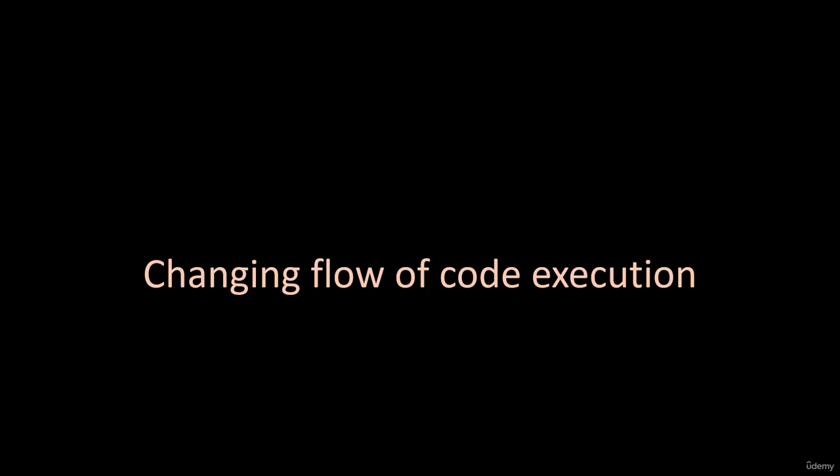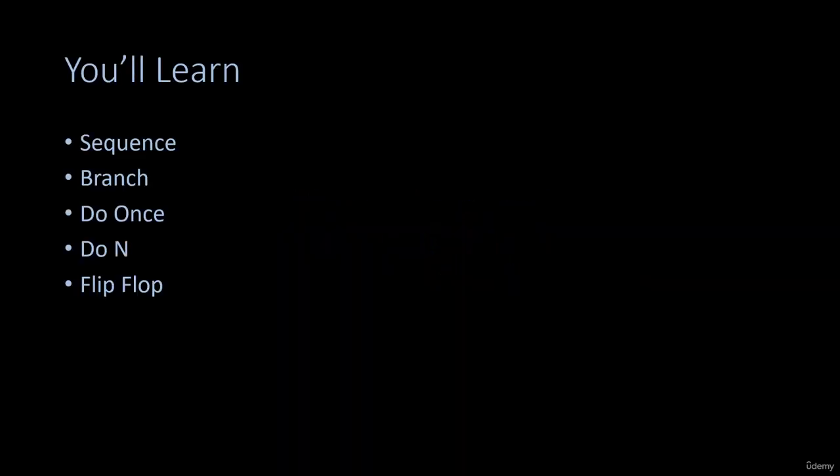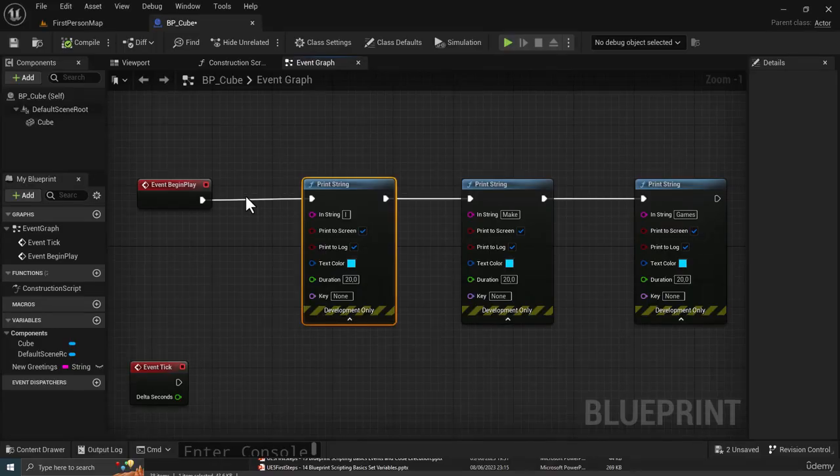How to change the flow of your code execution by using flow control nodes. You will learn how to use the sequence, branch, do once, do n, and flip-flop nodes to change the order of the execution.